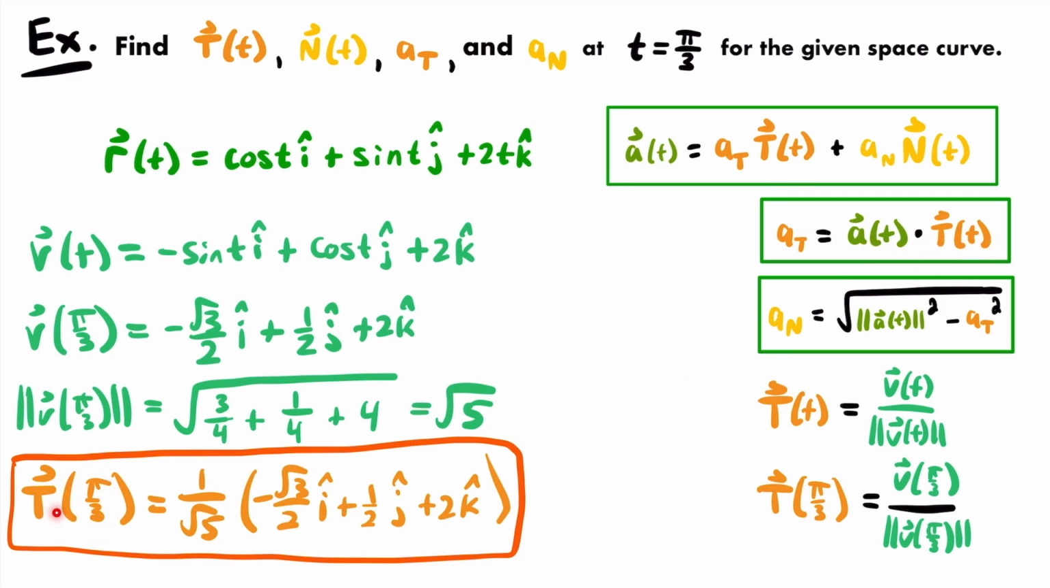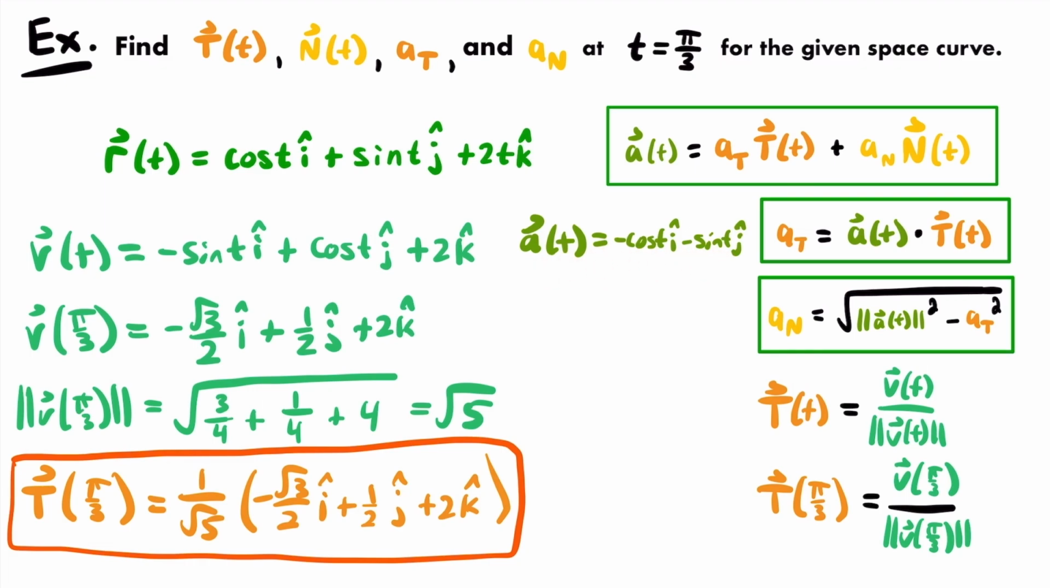And we have the unit tangent vector at pi divided by 3, so what we want to do is find the acceleration vector at pi divided by 3, and then we can take the dot product to find a sub T. All right, so what we have to do first is find the acceleration vector, and so let's take the derivative of the velocity vector. If we do that, a of t will be equal to the derivative of negative sine t, and the derivative of sine is cosine, so we get negative cosine t i, and then the derivative of cosine t is negative sine t, so we have minus sine t j, but then the derivative of 2 is 0, so there is no z component. This is the acceleration vector.